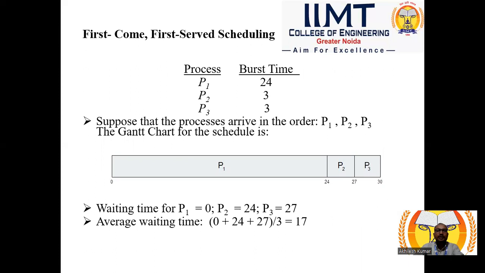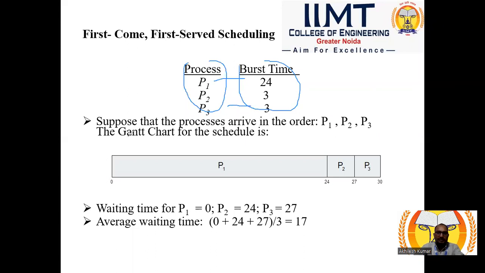Now we discuss the first CPU scheduling algorithm: the first come first serve algorithm. In the first come first serve algorithm, we take a number of processes. There are three available processes, and the burst time is given. For process P1, the burst time is 24, for process P2 the burst time is 3, and for process P3 the burst time is also 3. Suppose that the processes arrive in order P1, P2, and P3.